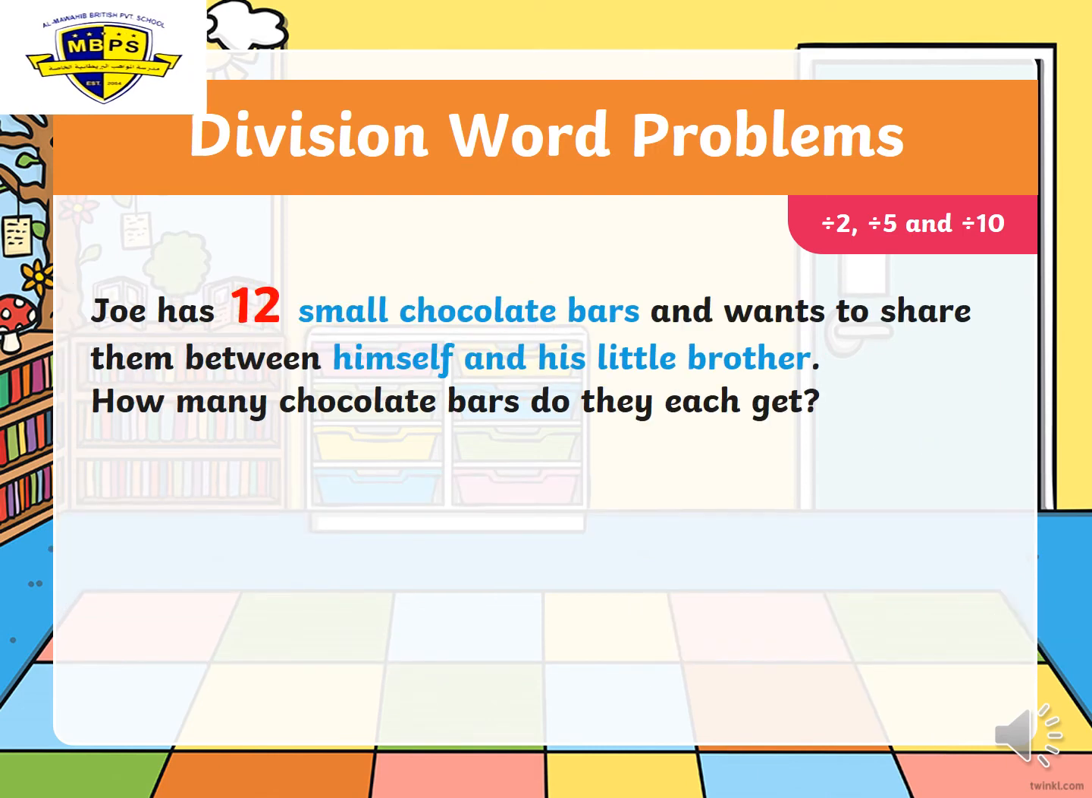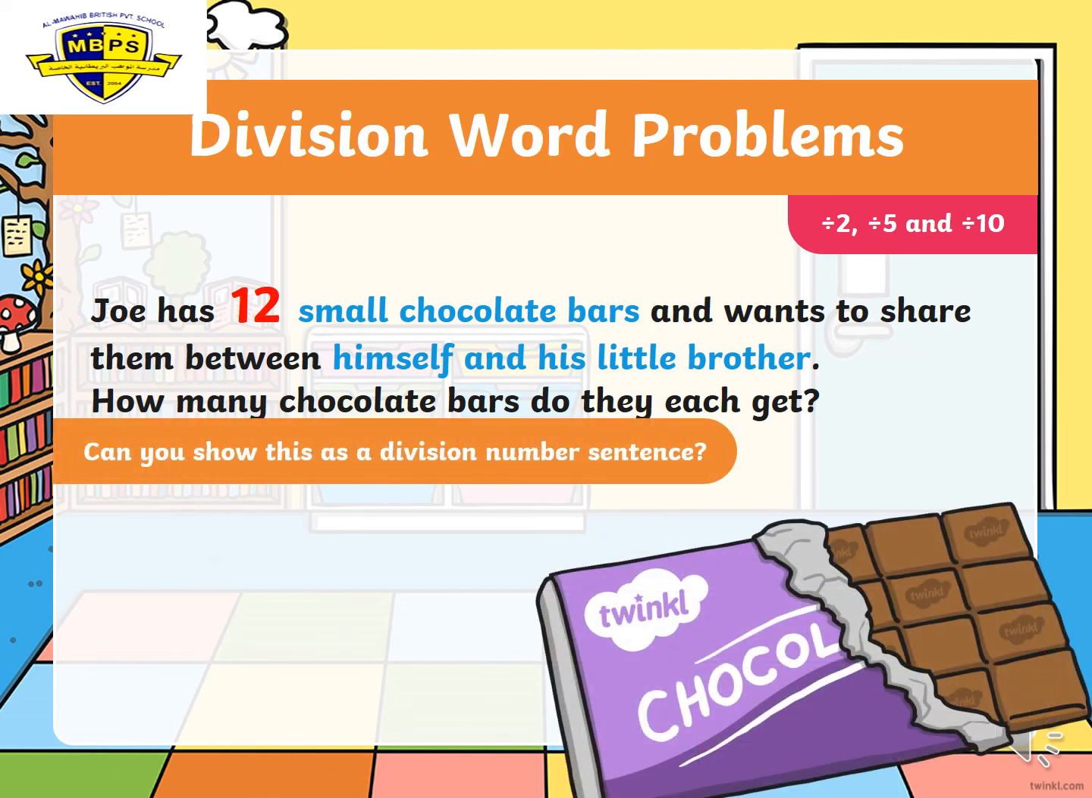The second division word problem. Joe has 12 small chocolate bars and wants to share them between himself and his little brother. So he's going to share between 2 persons. How many chocolate bars do they each get? So he has how many in all? He has 12 in total. And he will share between 2. Now we want to find how many for each one.